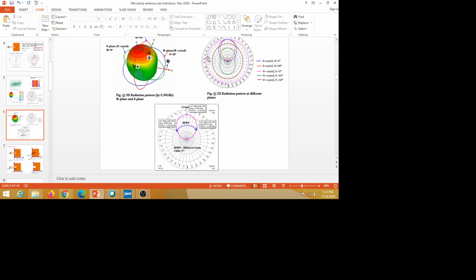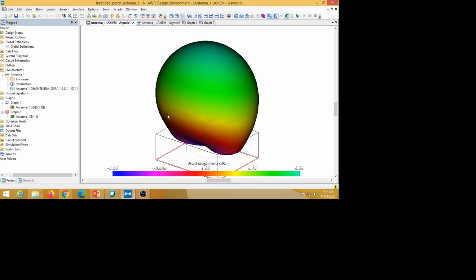Okay, so now we will see how this plot is in the simulation tool. To do that, for the 2D pattern, to take a cross section, either cut vertically or take a horizontal cross section. Vertical cross section means theta varied, phi constant. Horizontal cross section means phi varied, theta constant.